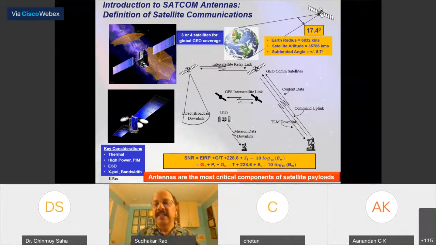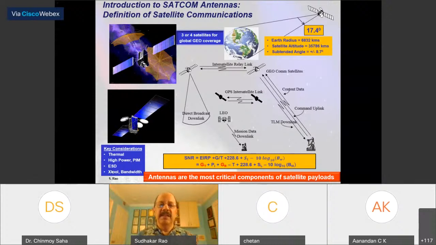A geostationary satellite is at about 36,000 kilometers above the Earth. The Earth's radius is about 6,800 kilometers. So you can see the angle there is about plus or minus 8.7 degrees. With a small angle like that, you can cover a large part of the Earth. To cover the complete globe, you need 3 satellites, one covering Asia, one maybe North America, and one European coverage as well. That way you can get global coverage. And there are a lot of constellations like GPS, which have many more satellites to provide global coverage.